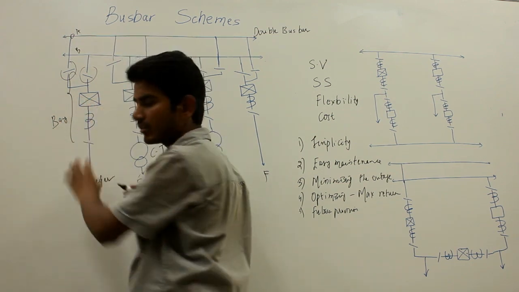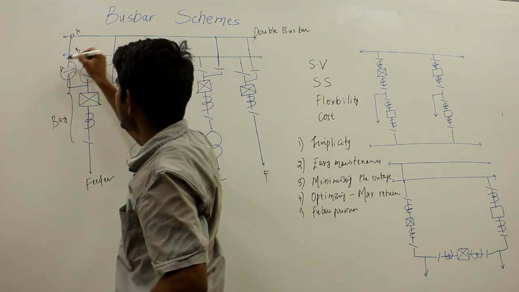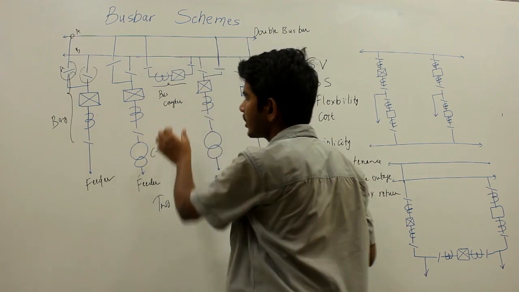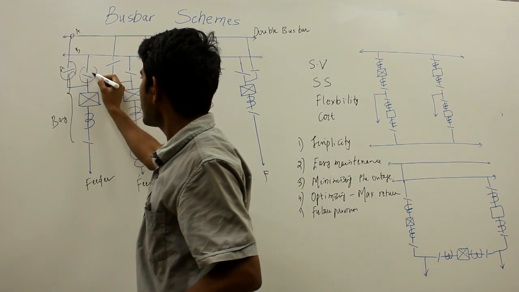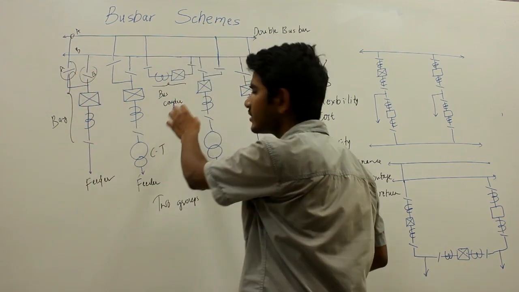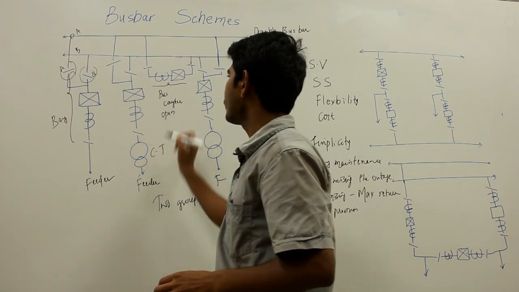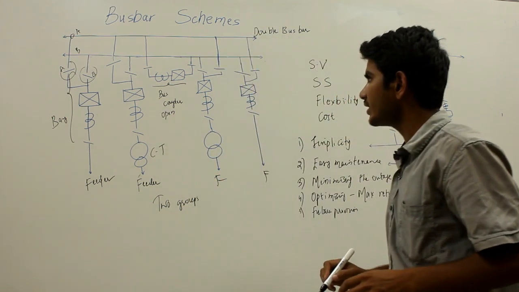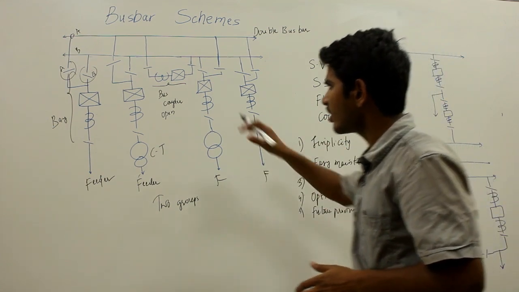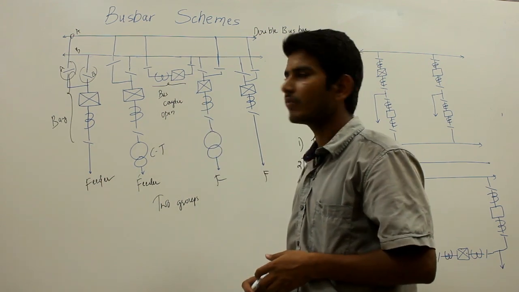Now I want to transfer this feeder to bus A, then I will close this bus A isolator keeping the bus coupler closed, and then I will open the isolator of this bus B. Once the transfer operation is finished, I will again open this bus coupler. So this is basically how the flexibility of the system increases, and the disadvantage is that breaker maintenance is not permitted without interruption of the system.